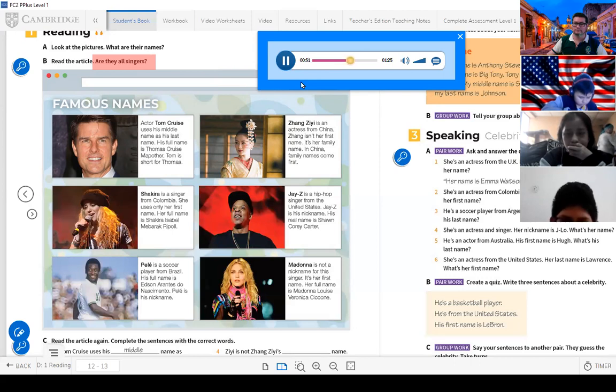Zhang Ziyi is an actress from China. Zhang isn't her first name. It's her family name. In China, family names come first. Jay-Z is a hip-hop singer from the United States. Jay-Z is his nickname. His real name is Sean Corey Carter. Madonna is not a nickname for this singer. It's her first name. Her full name is Madonna Louise Veronica Ciccone.